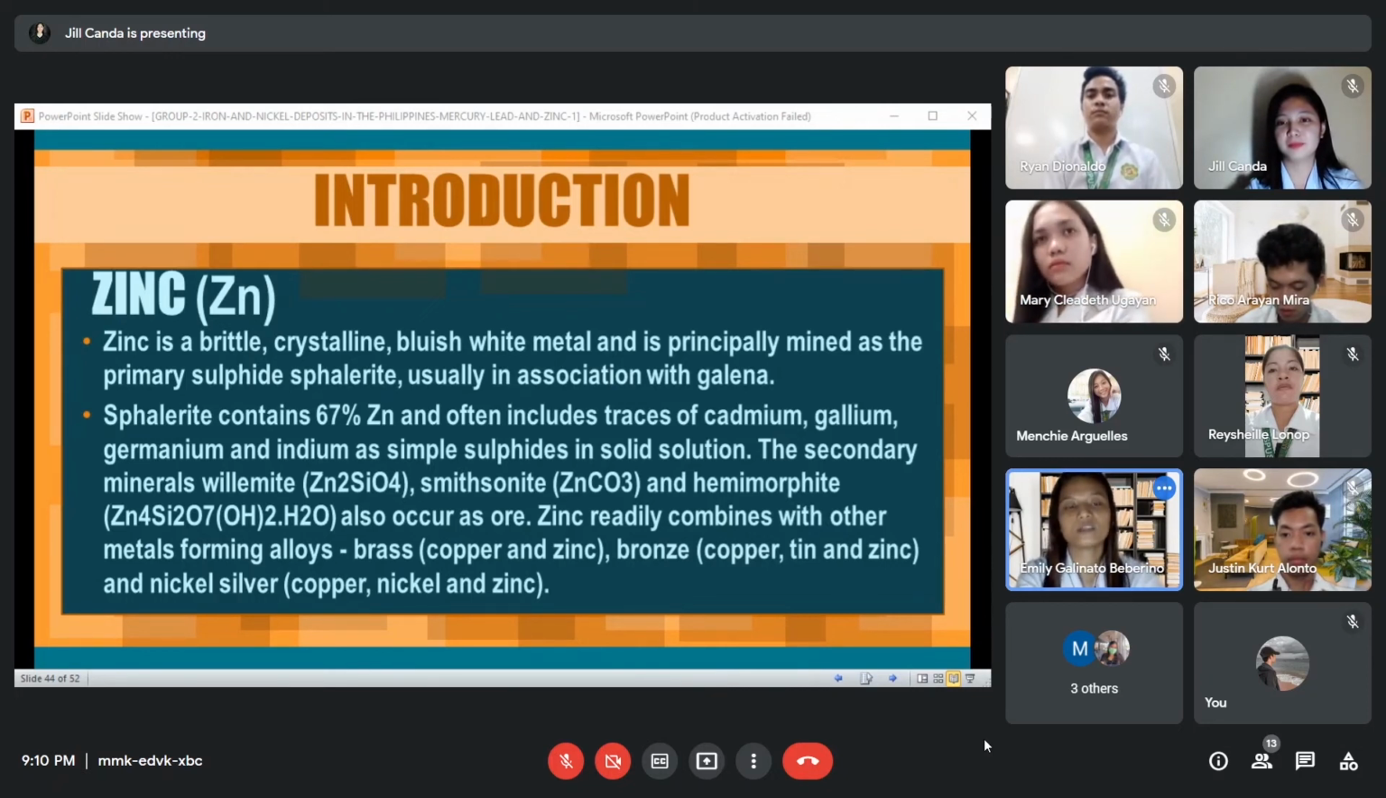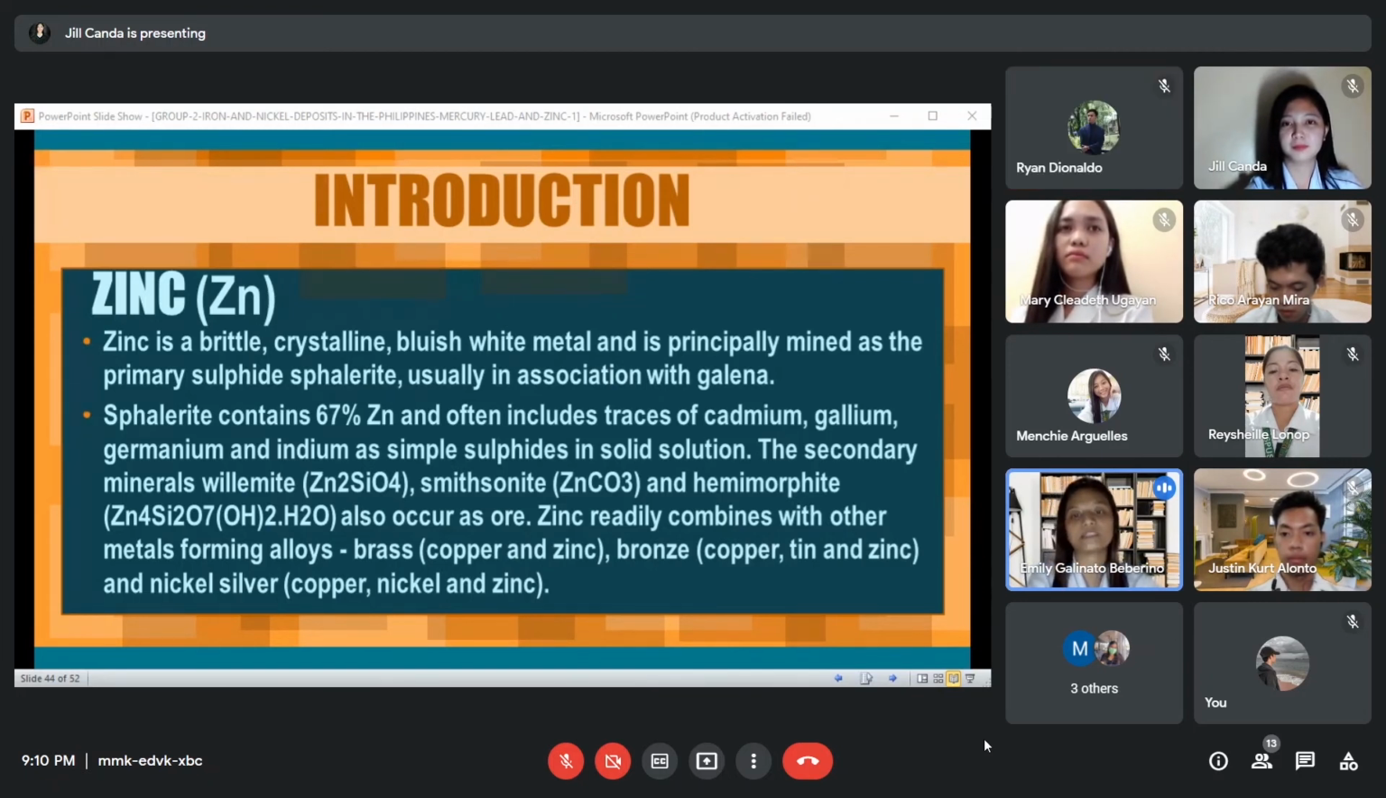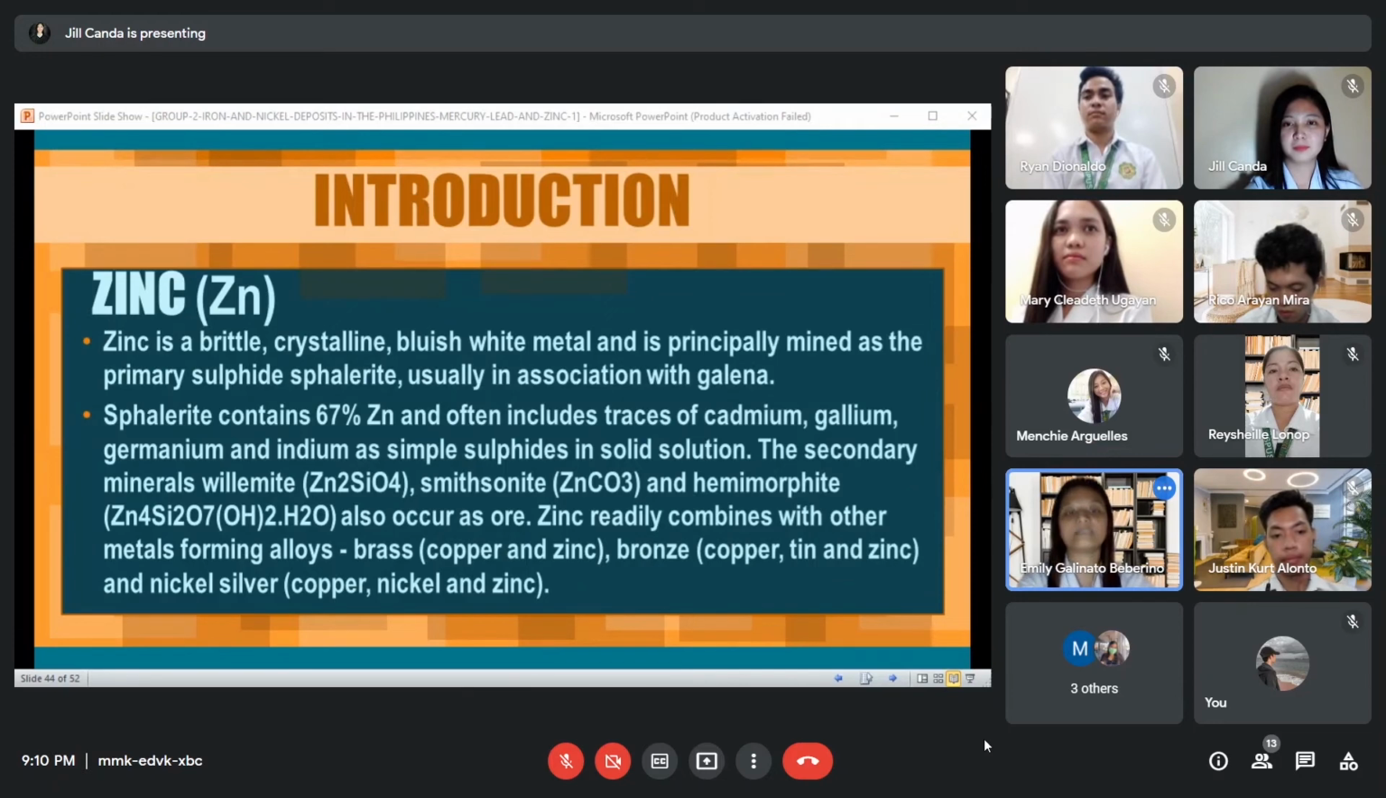Zinc readily combines with other metals, forming alloys. Brass is copper and zinc, bronze is copper, tin, and zinc, and nickel silver is copper, nickel, and zinc. So, okay, next, please.